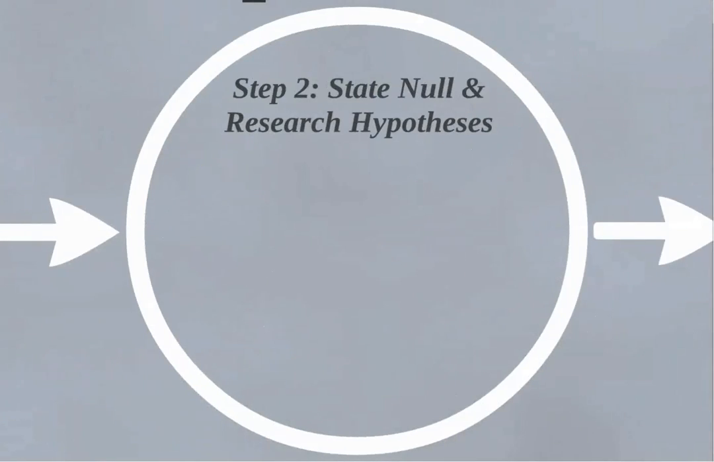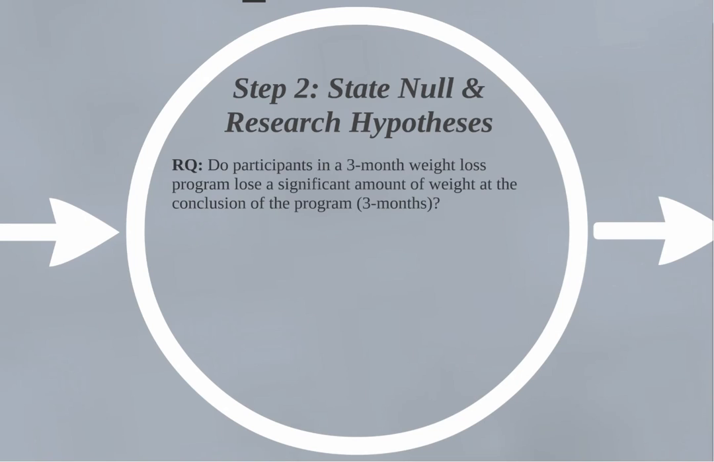Step 2, we state the null and research hypotheses. Again, this is very similar to what you've seen before. In this one, though, take note of the notation, which is slightly different. So again, let's revisit our research question: do participants in a 3-month weight loss program lose a significant amount of weight at the conclusion of the program?